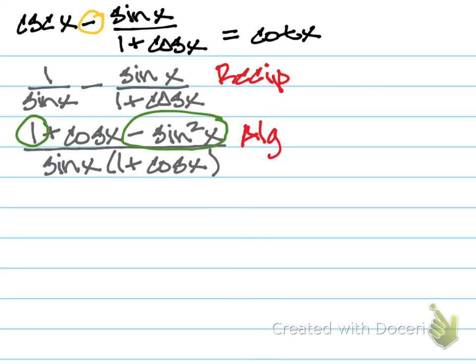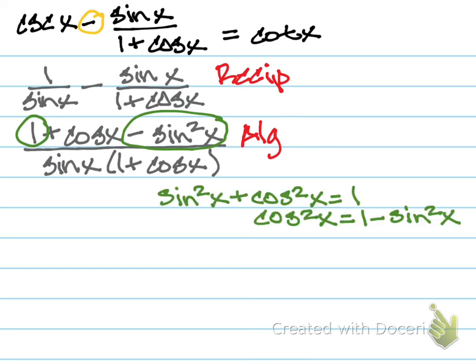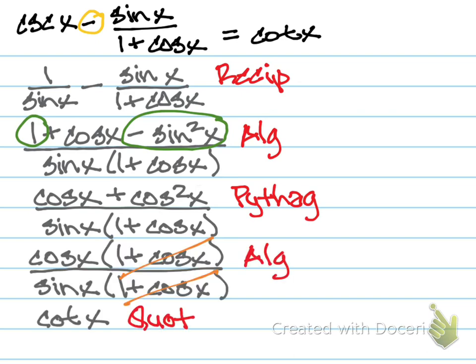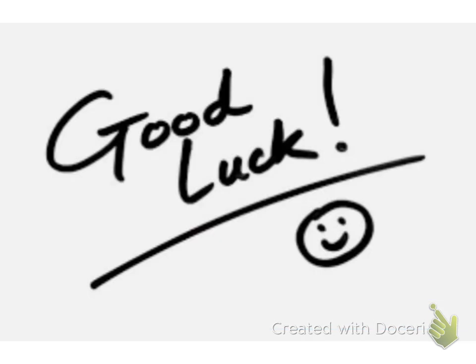Now here, this isn't necessarily intuitive either since they're not next to each other, but I have a 1 minus sine squared, which is part of a Pythagorean. So I can replace the 1 minus sine squared with cosine squared. So I'm left with cosine plus cosine squared in the numerator by Pythagorean. Then I can factor out a cosine using algebra, and cosine over sine is cotangent using quotient. All right, good luck.